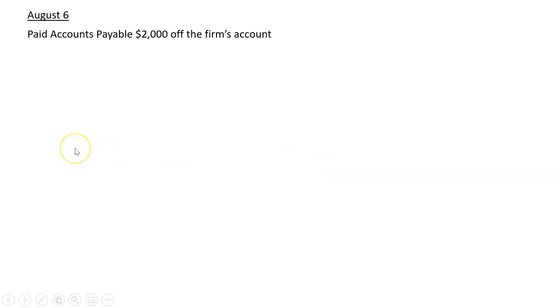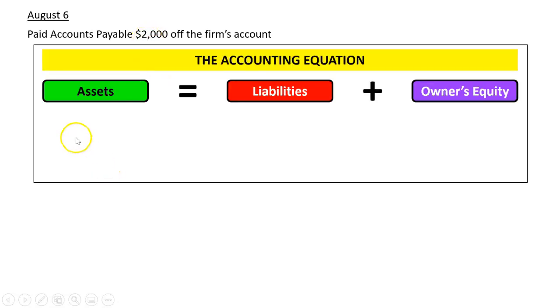August the 6th, I paid accounts payable $2,000 off the firm's account. I owe these people money. I paid some of it back. So, accounting equation, the first part of double entry accounting. At least two things happen here. So, we've got cash going down. We spent some money.